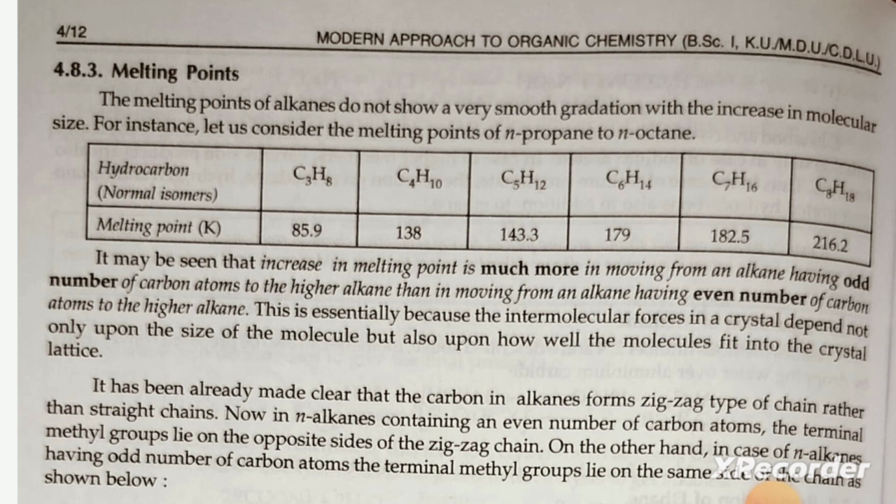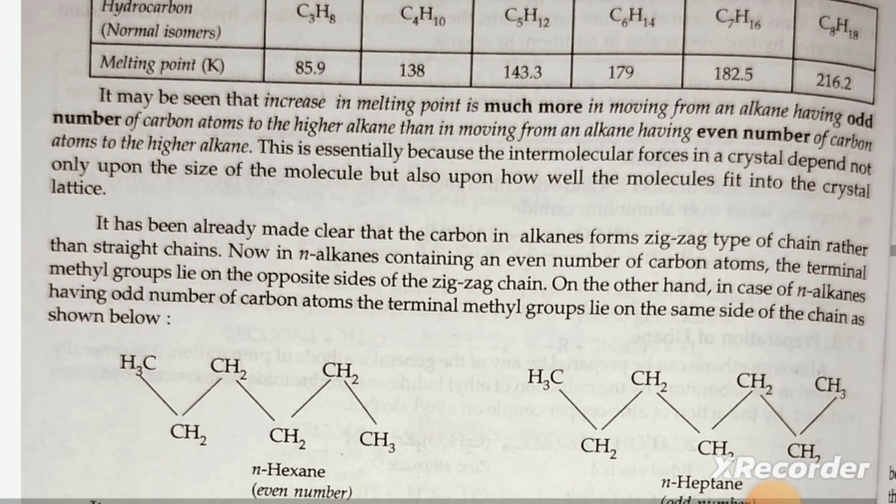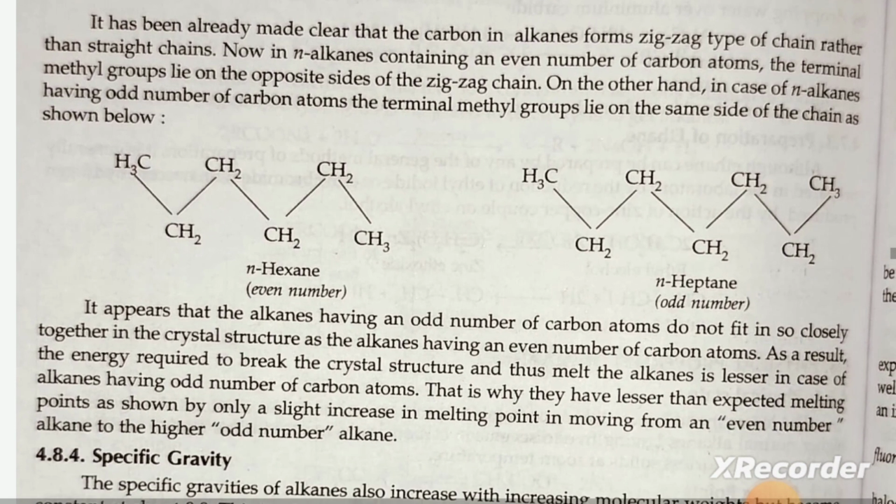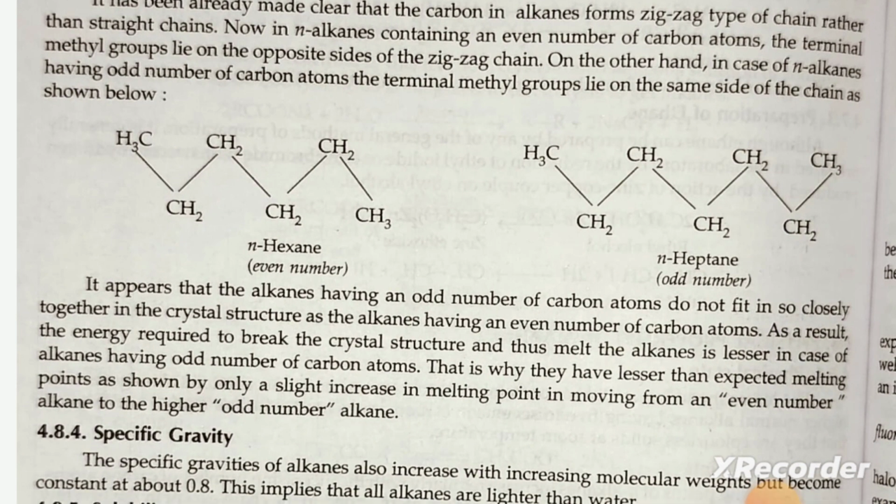It has already been made clear that carbon in alkanes forms a zigzag type of chain rather than a straight chain. Now in an alkane containing an even number of carbon atoms, the terminal methyl groups lie on opposite sides of the zigzag chain. On the other hand, in an alkane having an odd number of carbon atoms, the terminal methyl groups lie on the same side of the chain, as shown below. N-hexane, even number. Second is n-heptane, odd number.